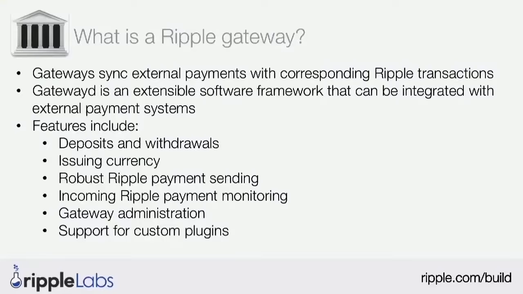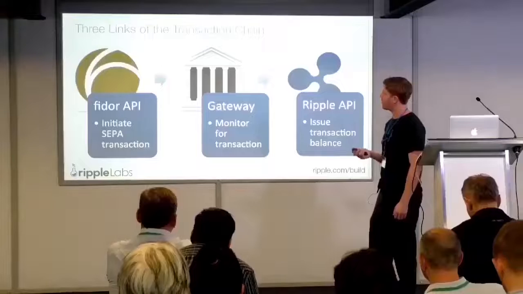So gateways sync external payments with corresponding Ripple transactions. Ripple Labs has created a software framework called Gateway D that can be integrated with external payment systems. So you can write custom code that connects to Gateway D so that those payments are mirrored in real time onto Ripple. So the features of this middleware, things like deposits and withdrawals, you can issue currency, you can do robust payments that are sent through to Ripple, and you can monitor for incoming payments so that you can take corresponding action on the outbound path as well as the inbound path. So yeah, that's a Ripple gateway.